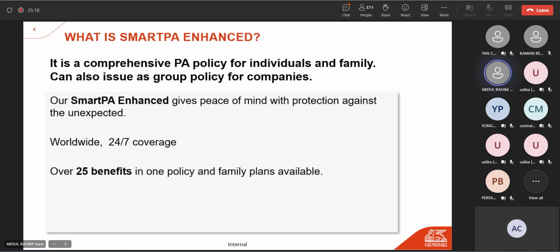Okay, so this is a worldwide 24/7 cover, but do note this product is mainly for those based in Malaysia, so it's open to Malaysian citizens, PR, or persons with a valid work permit that is based in Malaysia.